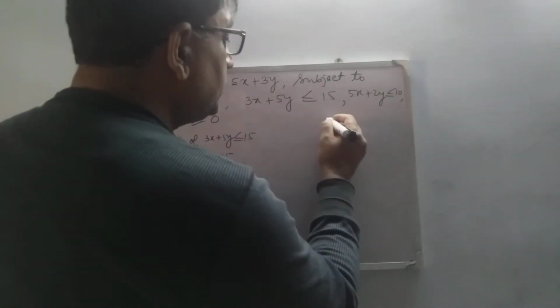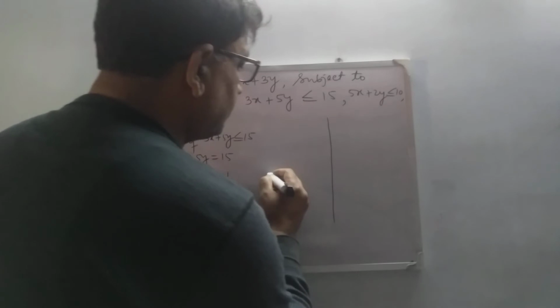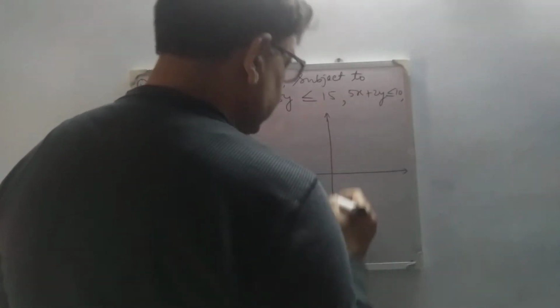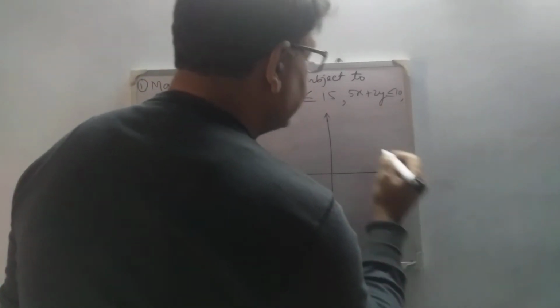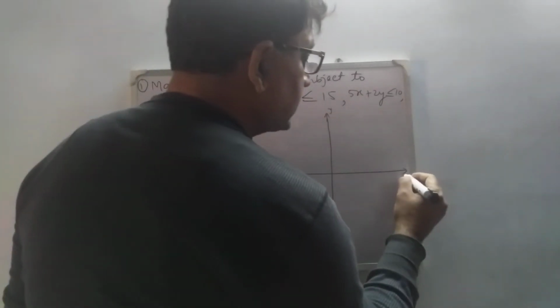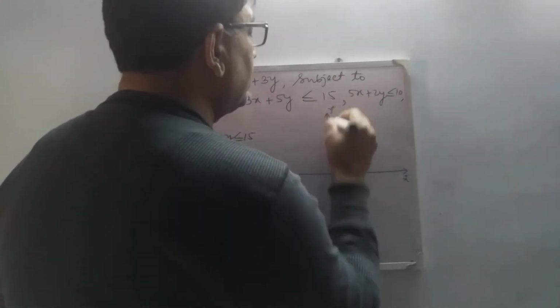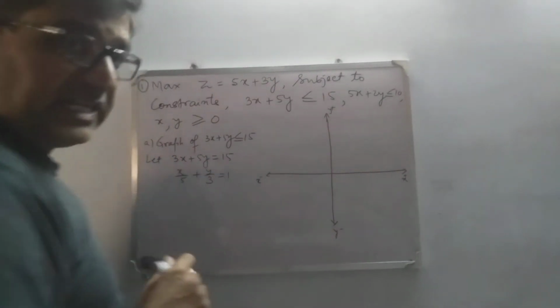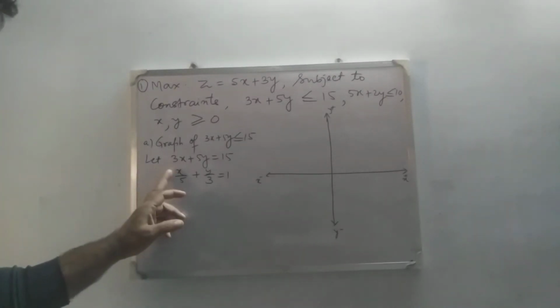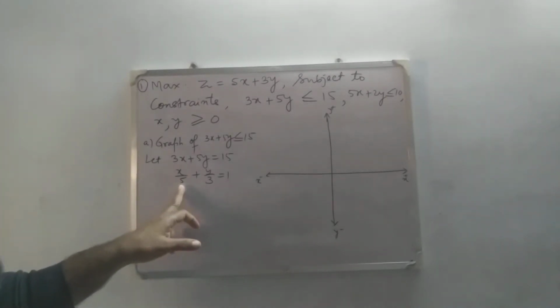How to draw? You just choose two lines. The horizontal line is x-axis and the vertical line is y-axis. You know it. This one is x, this one is y. This is x positive, this is y positive. This one is y negative, this one is x negative. Now what to do? On x-axis, you have to take plus 5 intercept.